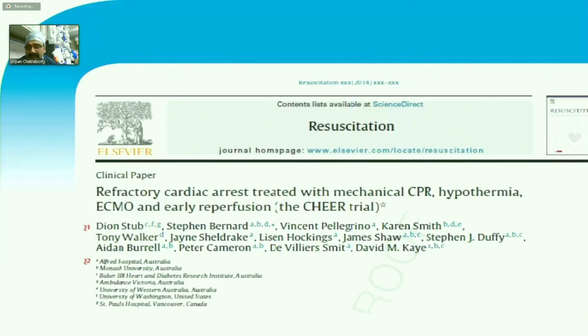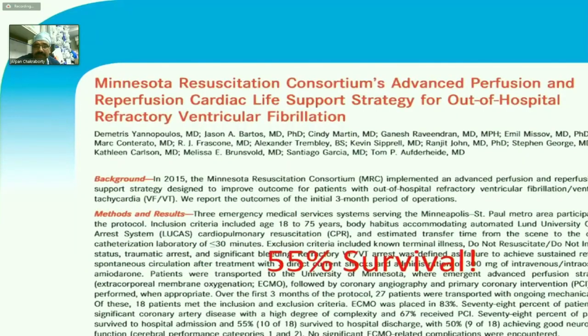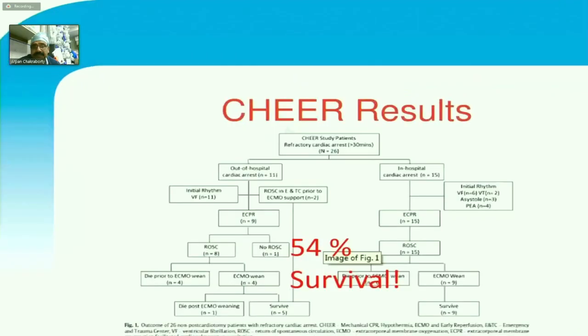And this is a very landmark trial which came out in resuscitation, the CHEER trial, with a very good survival of 55% by the Minnesota Resuscitation Consortium's advanced rapid reperfusion cardiac life support strategy. And they have given a 54% survival.